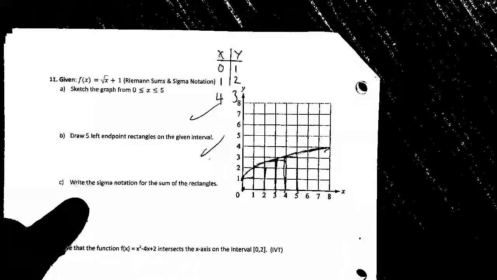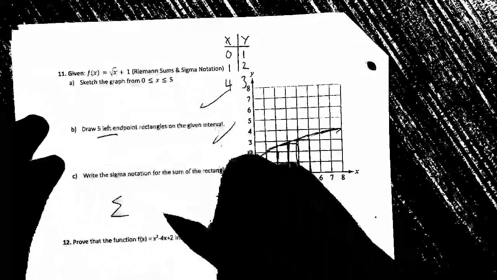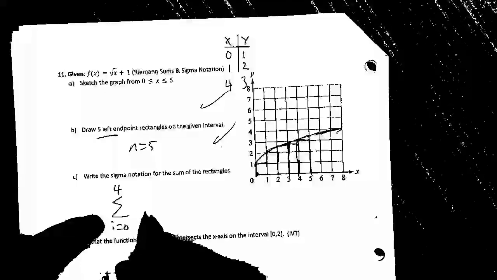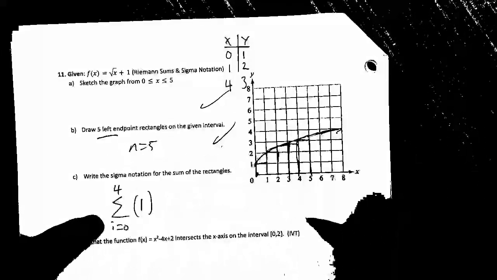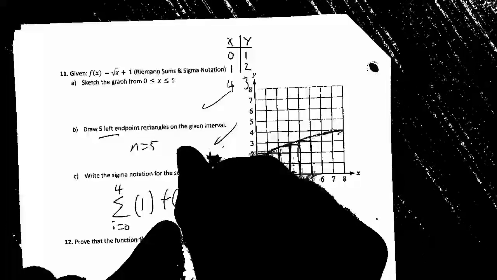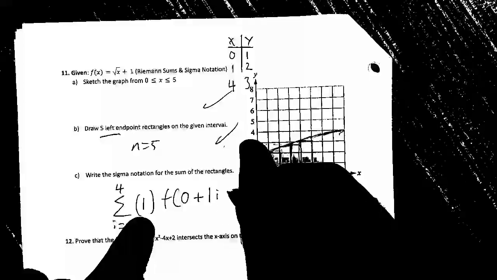And then it says write sigma notation for the sum of the rectangles. So it's not even asking me to calculate them. It's just telling me to write the sigma notation. So because they're left endpoint, you're going to start at i equals 0, and we're going to go to n minus 1. n was 5, so n minus 1 would be 4. And then on the inside here, it's width times height. So my width for each one is 1. They're each 1 wide. And then the height of them is f of 0, your starting value, plus that width, which is 1, times i. That's it.